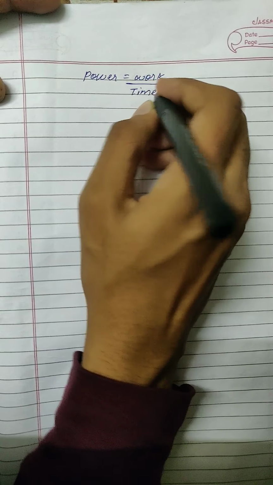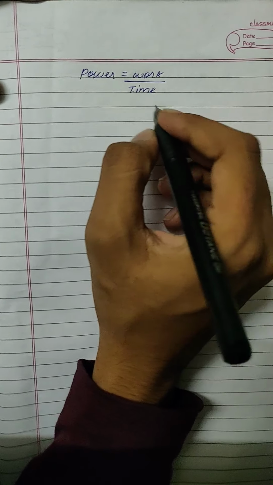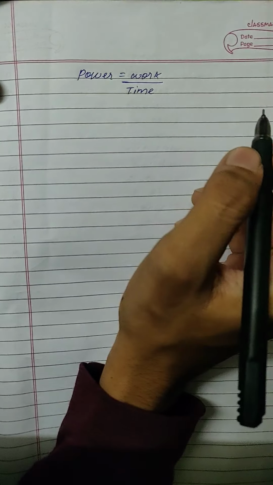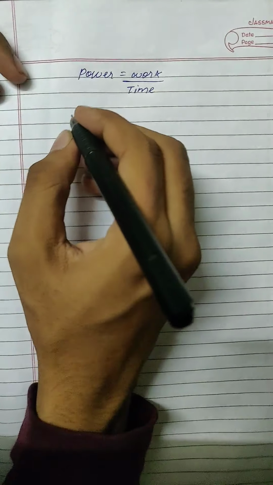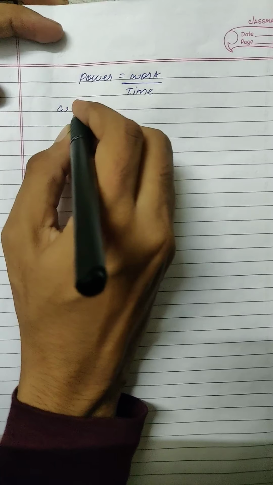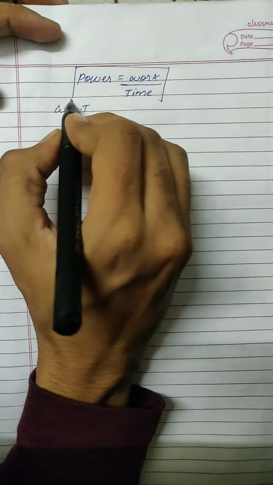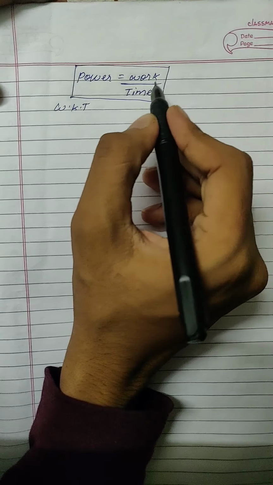So this you have studied in class 9. Power is equal to work done by time taken. And can you relate where we have come across work in the electricity chapter? It comes in the formula for potential difference. So this formula we know already. Power is equal to work done by time taken, or it is defined as the rate of doing work. This we have studied in class 9.